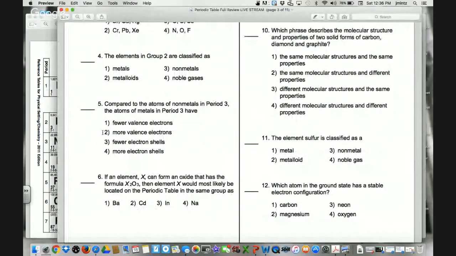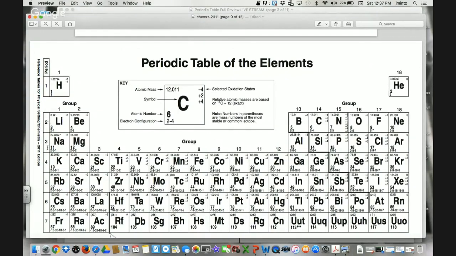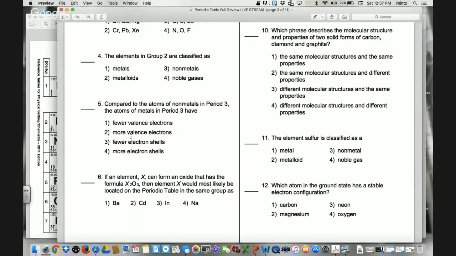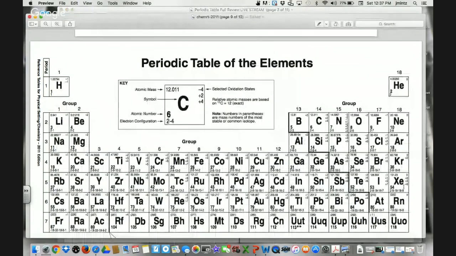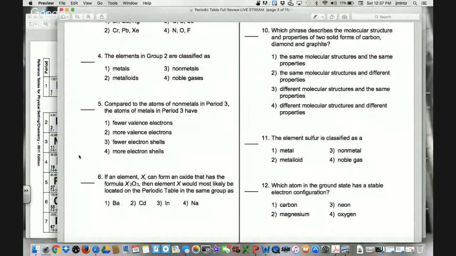Number 5, compared to atoms of nonmetals in period 3, the atoms of metals in period 3 have. All right, so the question is a little bit confusing the way it's written. So let's go through it one by one. Nonmetals in period 3, so period 3 means this row here, nonmetals over here. And the answer choices are talking about electron shells and valence electrons. So let's compare them. If we look at period 3, the nonmetals have 7 valence, the metals have 1 valence.